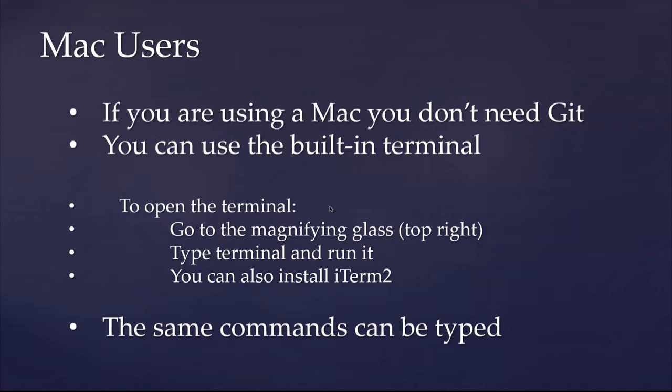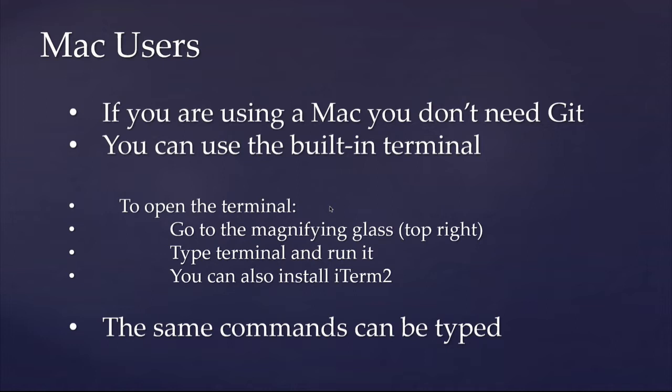macOS, remember, is built on top of the Unix operating system, so it comes with a command line terminal already. To open the terminal, just go to your Mac desktop. On the top right, click on the magnifying glass and then type terminal there, and you will see it listed as one of the choices.